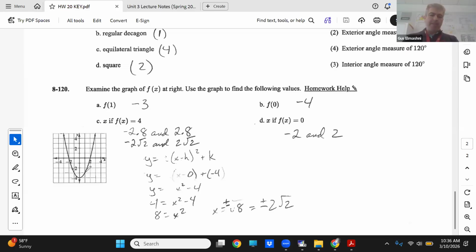Okay, before I do C, let's talk about A. A is pretty easy, right? You get -3. f of 0 is easy, -4. Where y is 0, hope that's easy, -2 and 2. Here's where it gets tricky. How do you do part C? What I would do is try to model the equation, meaning try to come up with an equation for the graph.